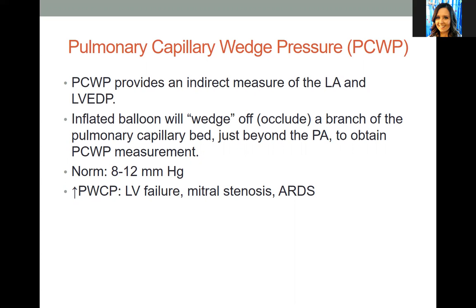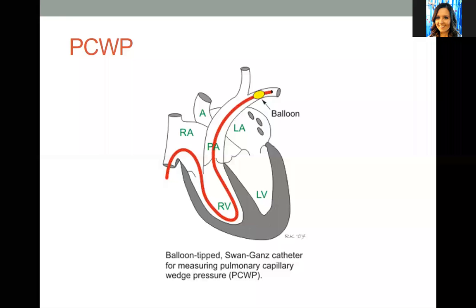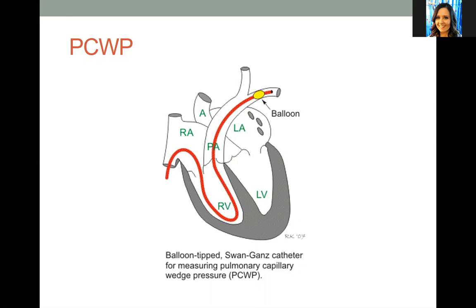If you walk into your room and note on the monitor that you see a wedge waveform, well, we need to go to the balloon and deflate it immediately. So here's just a picture of what the catheter is doing with that wedge pressure. That balloon's inflated, it's occluding a portion of the pulmonary artery, and it's looking at the left side of the heart.